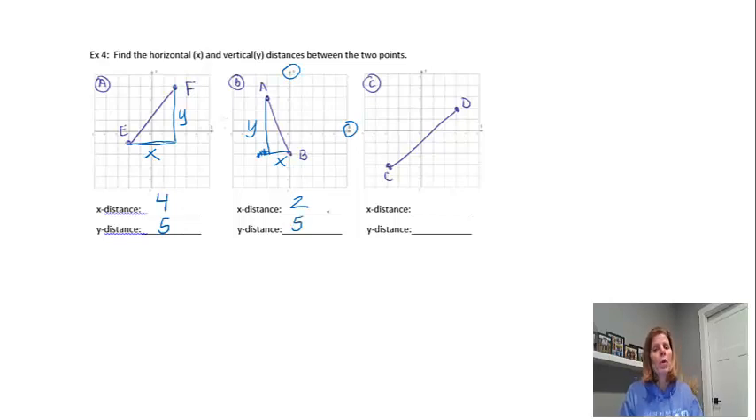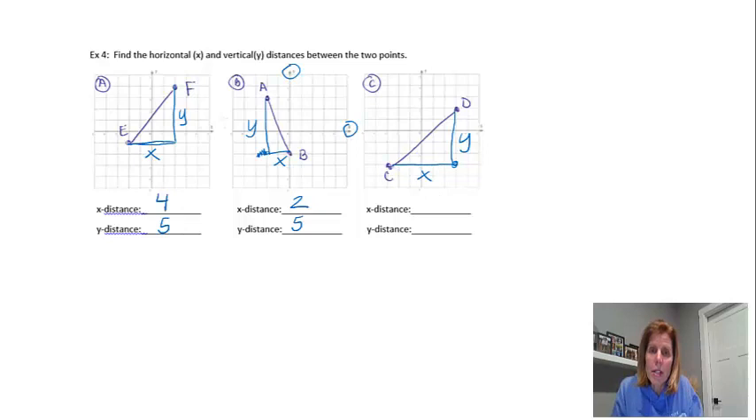Okay, I'm going to do one more with you here. Again, I'm going to go ahead and connect. And there we go. I guess I could have been a little straighter. Sorry about that. Okay, once again, I have my x distance and my y distance, and I'm going to kind of insist that you always label those because it's just going to make it a lot easier to work.